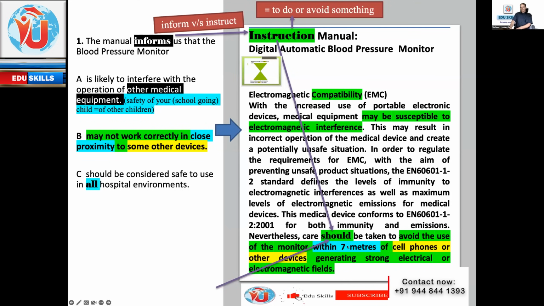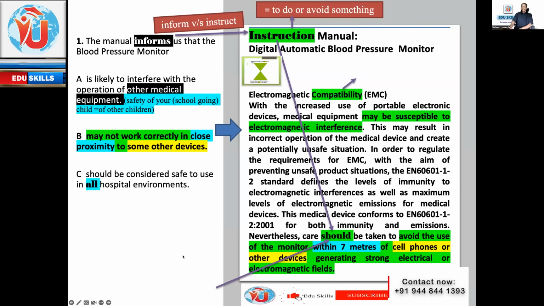In the instruction, the modal verb should is used. This is the portion that is the instruction. You should do this. Is it advisory or mandatory? Advisory. This is a suggestion and recommendation. Recommendation given by the manual.